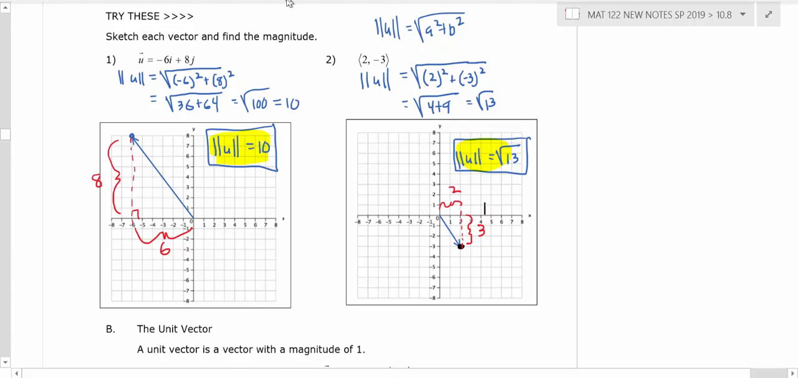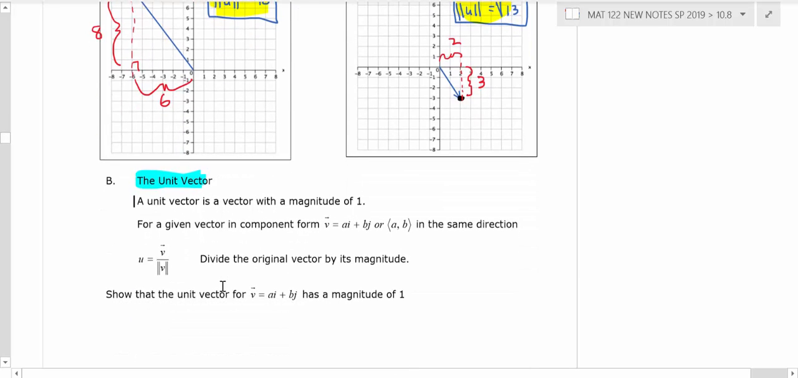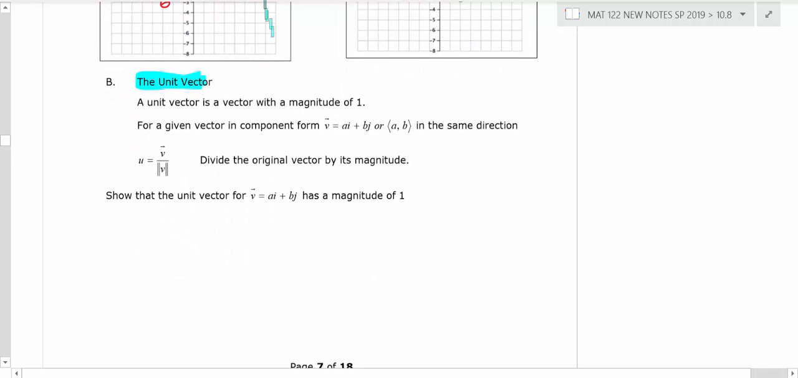All right, so we're going to move on to the next thing, the unit vector. There's a lot of times when we need to create a unit vector for a variety of different reasons. A unit vector is a vector that has a magnitude of 1. So the length of the vector would be 1. Therefore, that's why we call it a unit vector. If you have a vector in component form, ai plus bj, or using the brackets, then the formula for a unit vector is just the vector divided by its magnitude. So you divide the original vector by its magnitude.